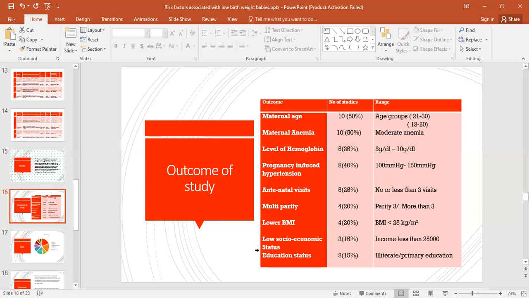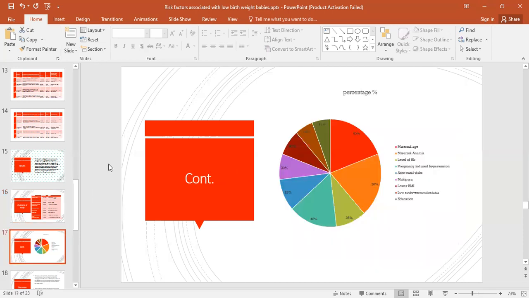And then in the last, there are 2 risk factors: low socioeconomic status and education status, mostly illiterate. It is identified in 3 of our studies. Income less than 25,000 and illiterate or primary education is a strongly associated factor with low birth weight babies. Again, these outcomes are represented in the form of a pie chart in which the percentages are shown.